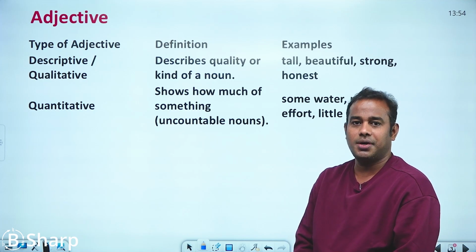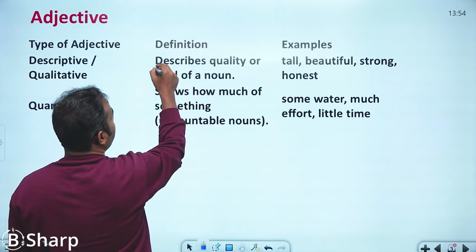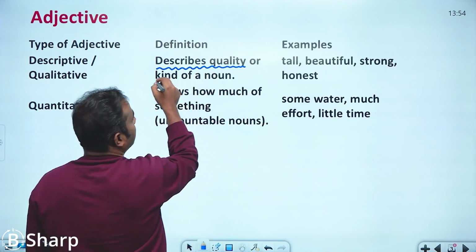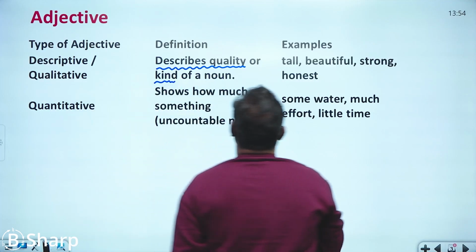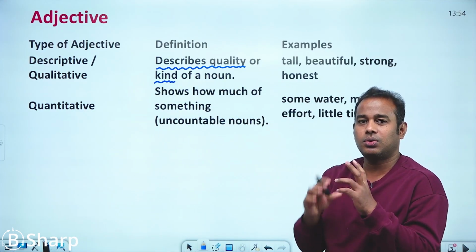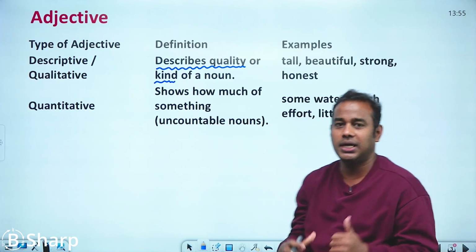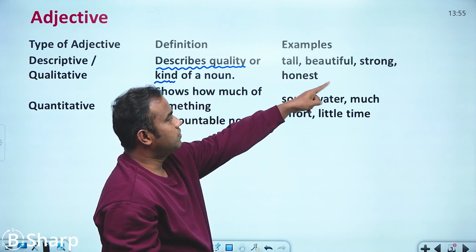What do you mean by qualitative? The qualitative adjective basically describes the quality, or it describes what kind of the noun it is. Means what is the quality, or what kind of thing there is. To understand that, let us have an example here. For example: tall, beautiful, strong, honest.